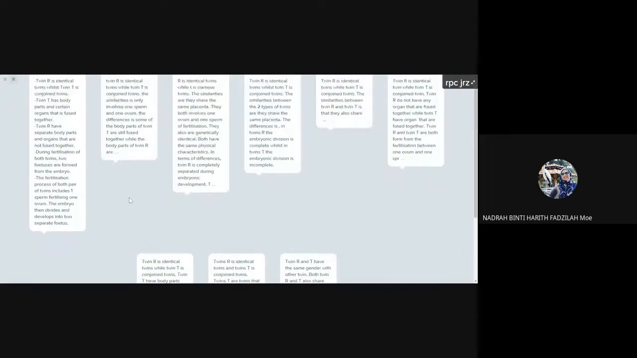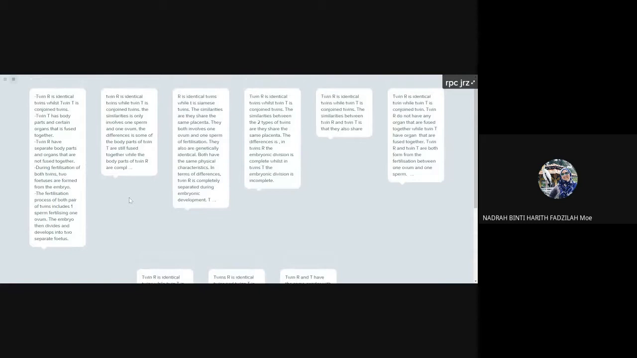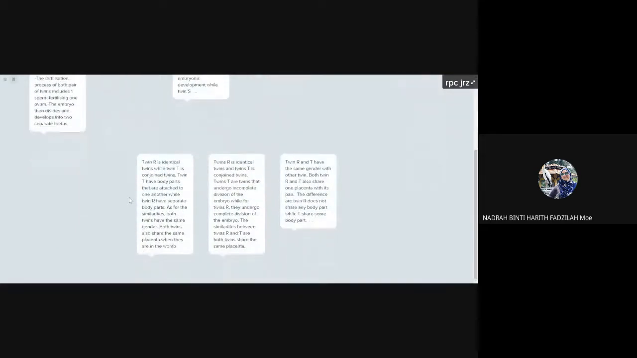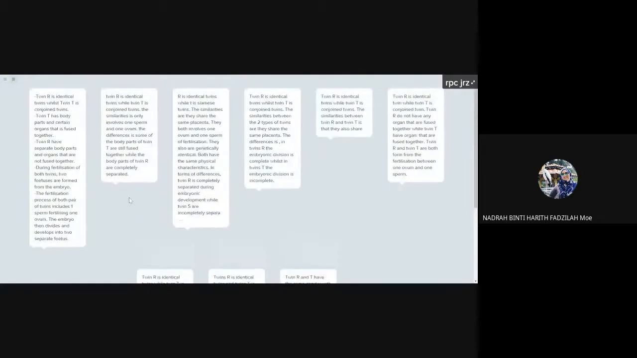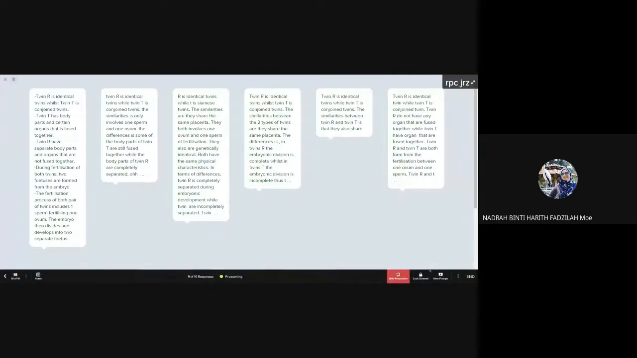Fokus dekat differences pula. Okay. Oh boleh. Untuk R dia fully separated during embryonic development. Canggih. Twin T not fully separated during embryonic development. Canggih. R dengan T ke? S tak ada. R dengan T. Siapa ada S tu? Tersasul tak apa, it's okay. Dia teringat-ringat, terngiang-ngiang soalan yang sebelumnya tadi ya.